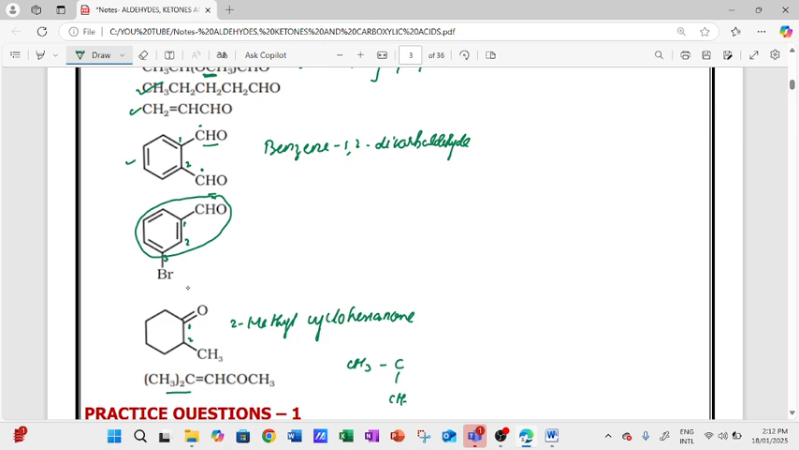And there is a substituent in the 4th position, which is 4-methyl. There are 5 carbons, so pent. It's an alkene, which is in the 3rd position, so 3, then ene. Don't write the last letter E, but instead you write on, and that on is in the 2nd position, so 2, then on. So this is how we write the IUPAC name of organic compounds with functional groups like aldehydes and ketones.